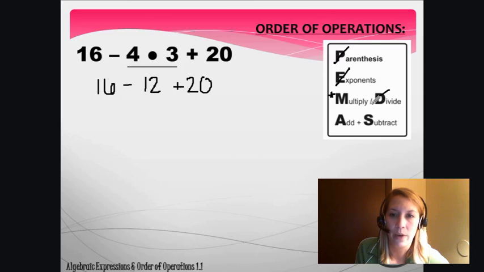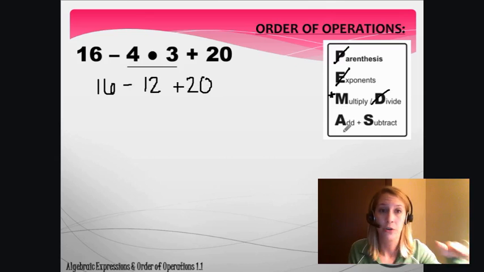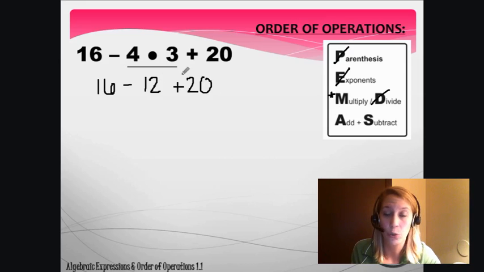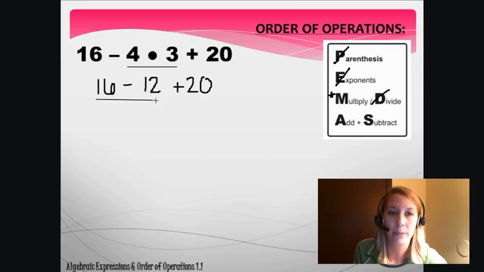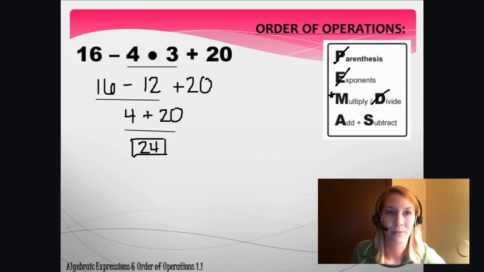Now I'm left with subtraction and addition. Like I said in the previous slides, addition and subtraction are on the same playing field. We don't have to do addition first. So we work from left to right, just like how we read, and subtract 12 from 16, which is 4. We drop down the rest of our expression, plus 20. We add 4 plus 20 equals 24. And we just solved that expression using the order of operations.